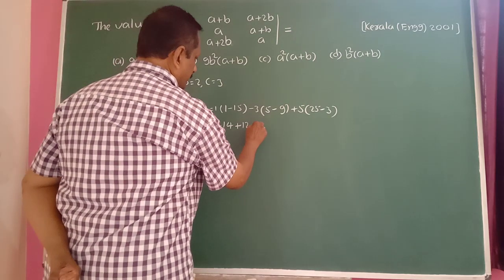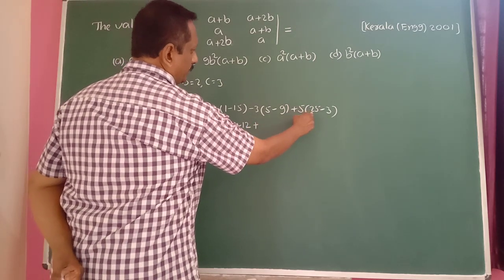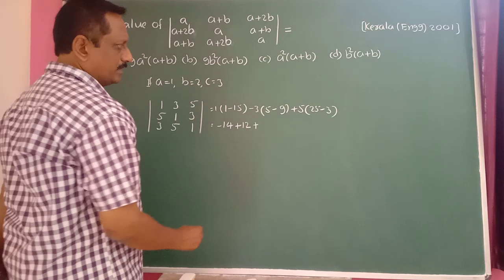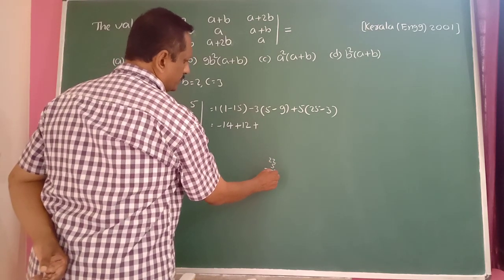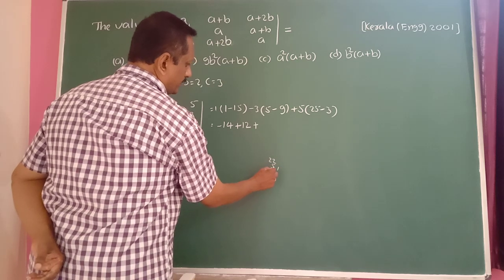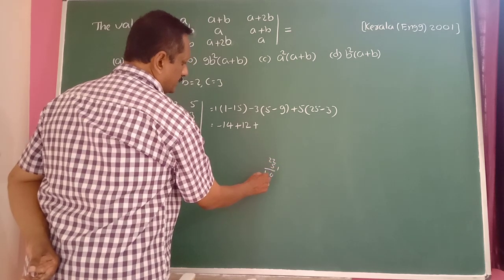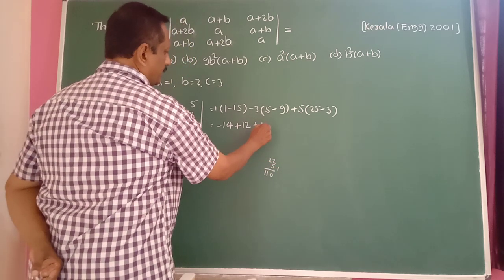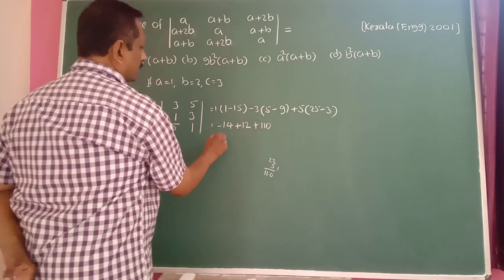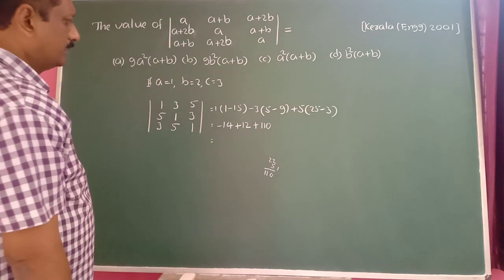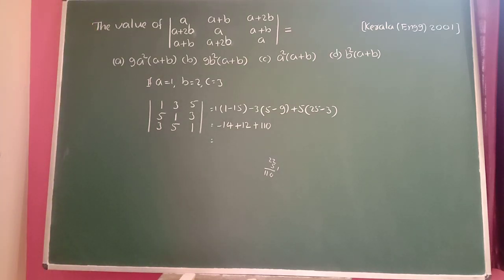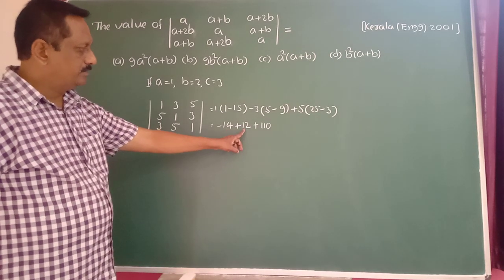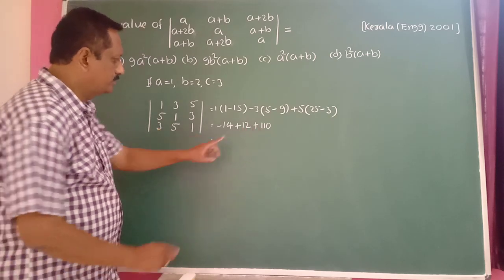Then plus 25 minus 3 is 22 here. 22 into 5, 5 twos are 10, plus 1 is 11. Therefore 110. So minus 14 plus 12 is minus 2. 110 minus 2 is 108 here.